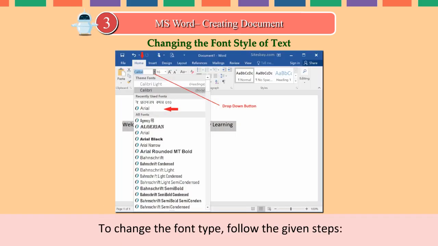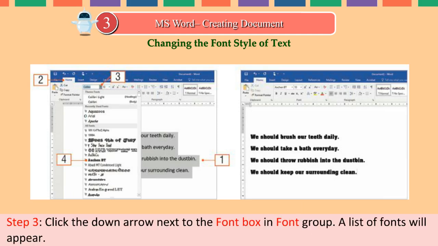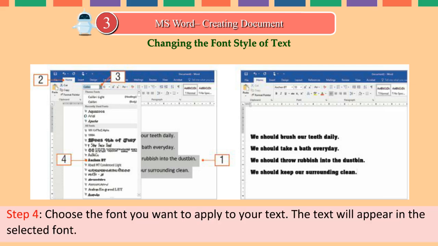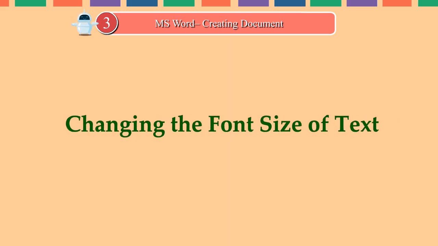To change the font type, follow the given steps. Step 1. Select the text you want to apply style. Step 2. Click on Home tab. Step 3. Click the down arrow next to the font box in Font Group. A list of fonts will appear. Step 4. Choose the font you want to apply to your text. The text will appear in the selected font. Changing the font size of text.